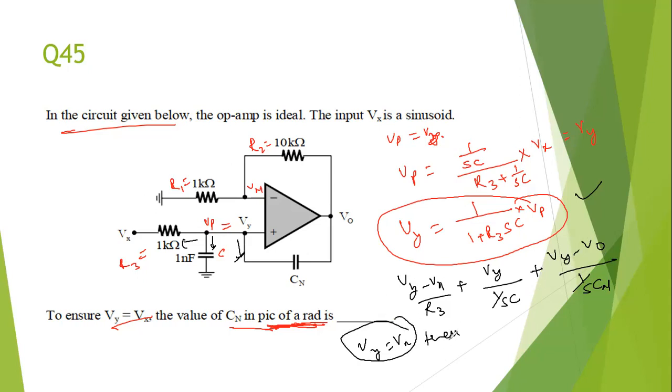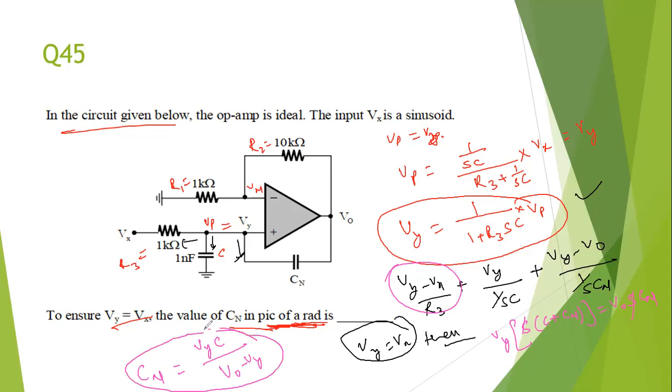Now after putting Vy equal to Vx, this becomes 0. Now Vy into S into C plus Cn equal to V0 into Scn. S cancels out. So this becomes Cn equal to Vy into C upon V0 minus Vy. So this is your Cn.